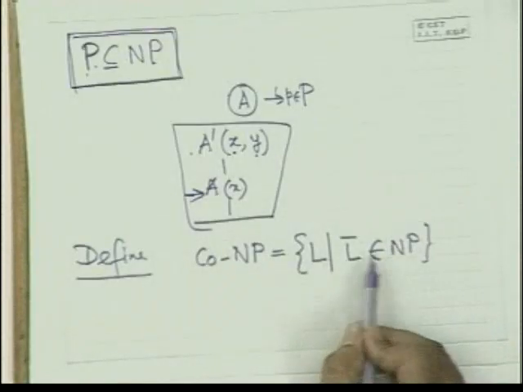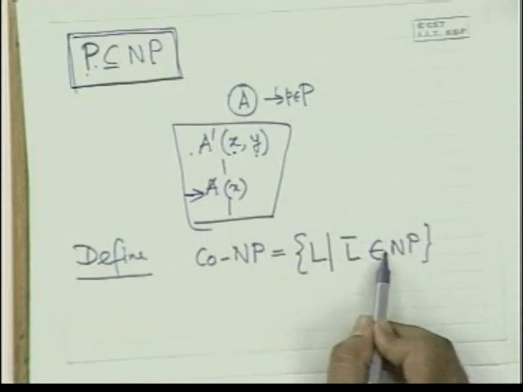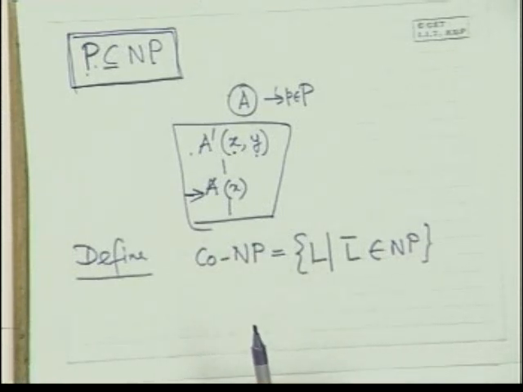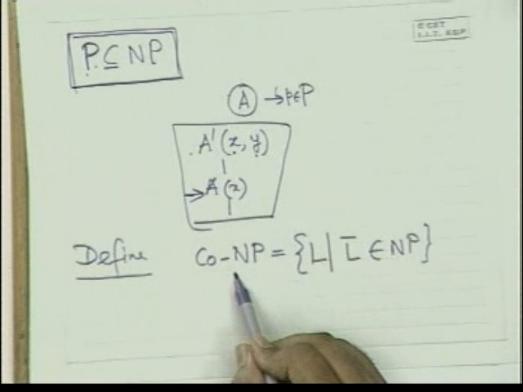So since L bar will be in NP, L bar will be your Ham cycle problem because it belongs to NP. L will be in that case the encoding of all those graphs which are not Hamiltonian. So given a graph, whether it is not Hamiltonian or not, all of that belongs to the class co-NP. Given a graph, determine it is not Hamiltonian, then that language will be in co-NP. Okay, so it is the complement of the NP class.